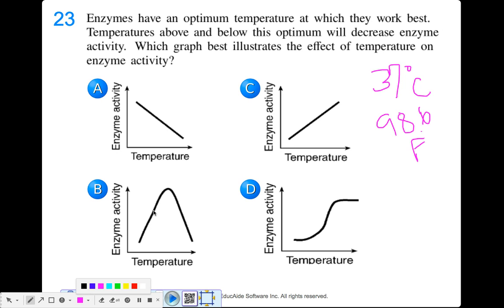Well, let's see. Below the optimum we have lower activity. At a higher temperature we have lower activity. So I'm going to go with B. This would show as temperature increased, enzyme activity decreased. This would show as temperature increased, enzyme activity increased. And this would show that as temperature increased, enzyme activities were first slow, then went through a steep increase, and then kind of leveled off. And we know that enzyme activity always goes up to its optimal temperature and then crashes back down through the process of denaturation.